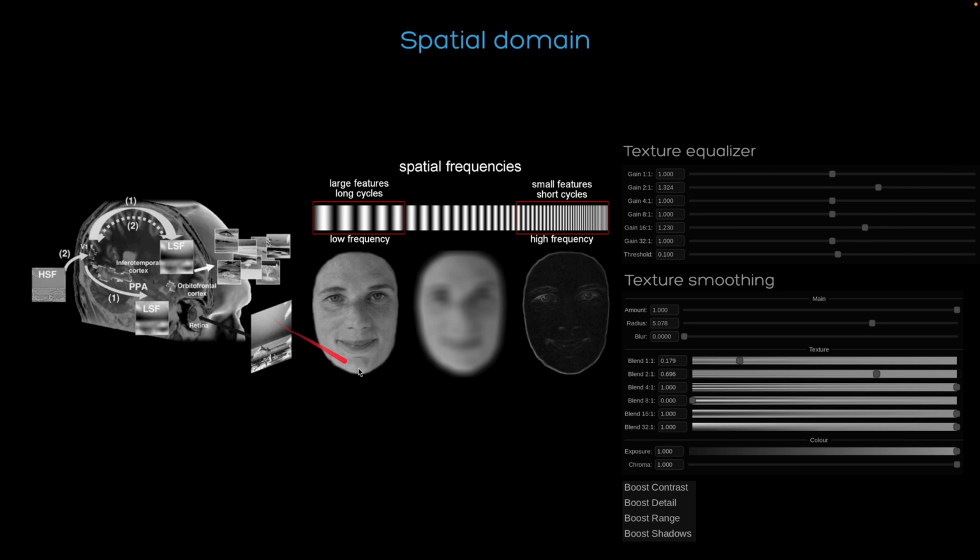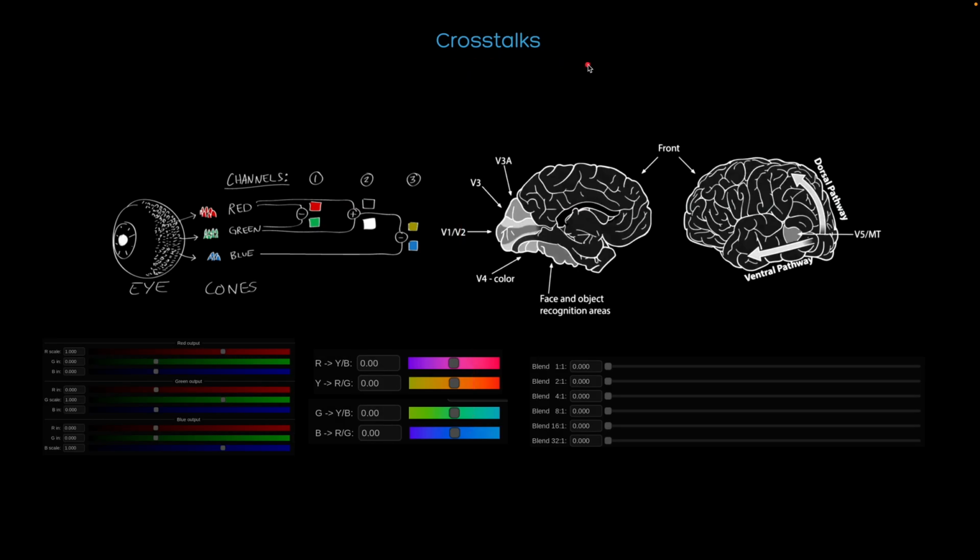Low and high spatial frequencies can be edited in separate contrast controls, such as the texture equalizer, the texture smoothing, and the boost of contrast, detail, range, and shadows, which function as an interaction between contrast and space domains, called crosstalks. Crosstalk happens when sensory signals of different sources interfere. These interferences are emulated in Baselight from the simple mixture between RGB channels, between opponent YB and opponent RG, or through modification according to the spatial frequency and their blending controls, combining many perceptual stages at the same time.